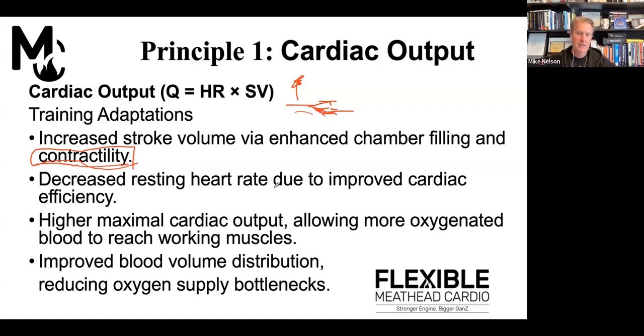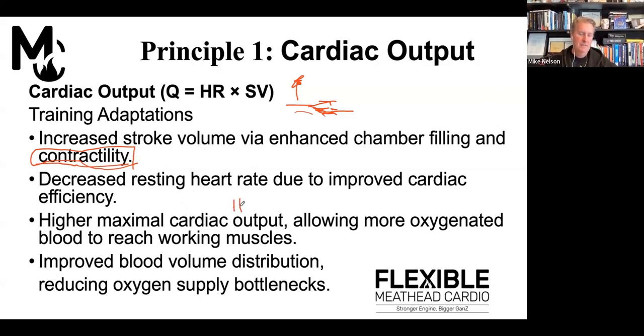The decrease in resting heart rate is due to improved overall cardiac efficiency. Most of that is a pickup in stroke volume. The result is a higher maximal cardiac output, allowing more oxygenated blood to reach the muscles.